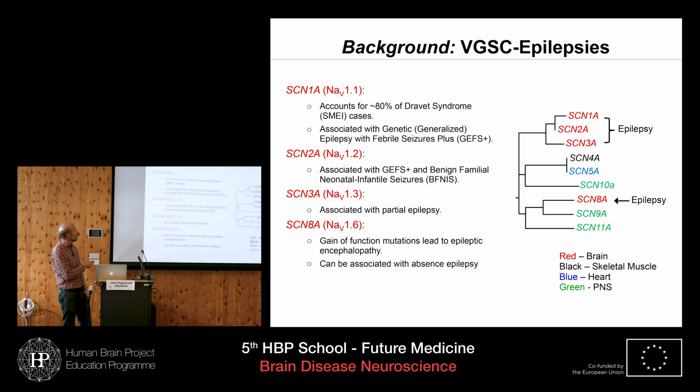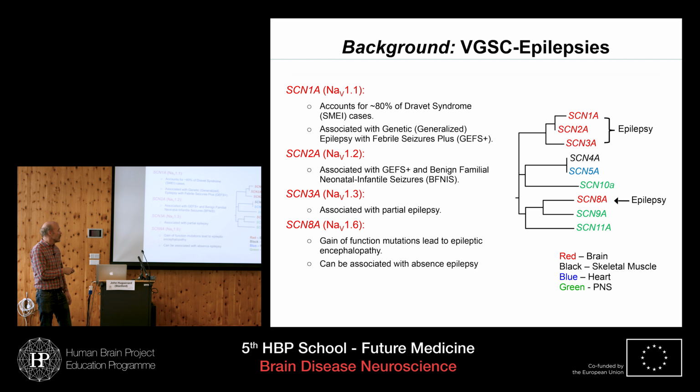There's a syndrome called Dravet associated with NaV1.1, which is 1A, also with 1.2. There's a different form of epilepsy called GEFS+, generalized epilepsy with febrile seizures plus, and benign familial neonatal infantile seizures. The one I'm going to talk about is SCN8A, which confusingly corresponds to NaV1.6. So the protein doesn't align exactly with the numbering of the gene for this particular family.